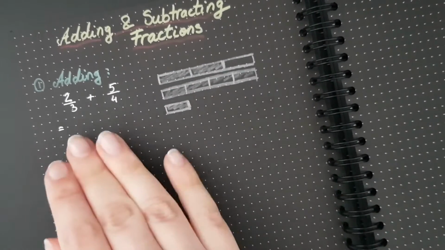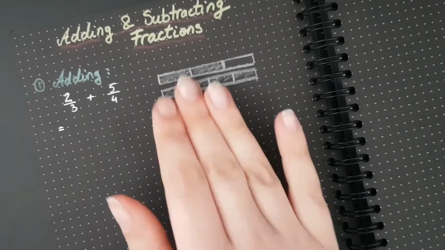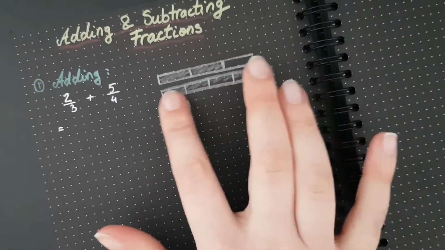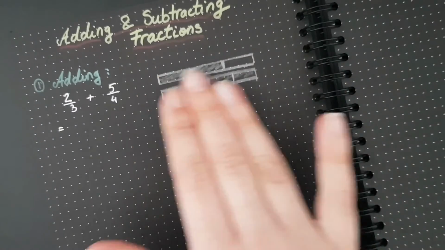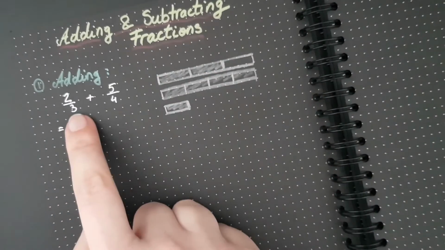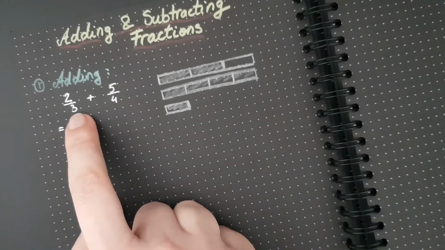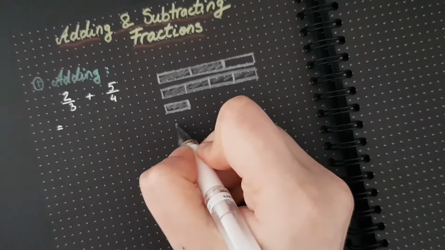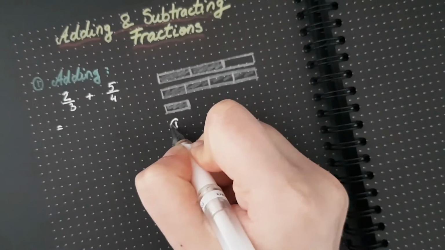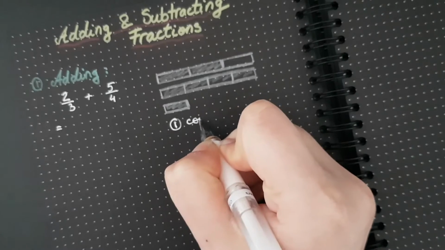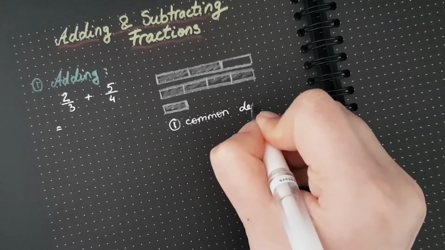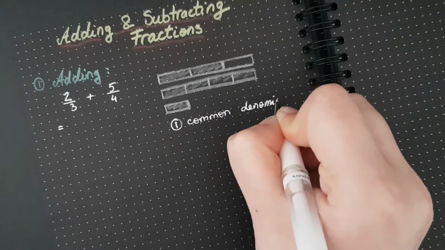So the easier way for us to add all of these would be if we split the rectangles for us in exactly the same way. So I need to find the common denominator. That's the first bit, and from my point of view it is the most important to understand that we need a common denominator.